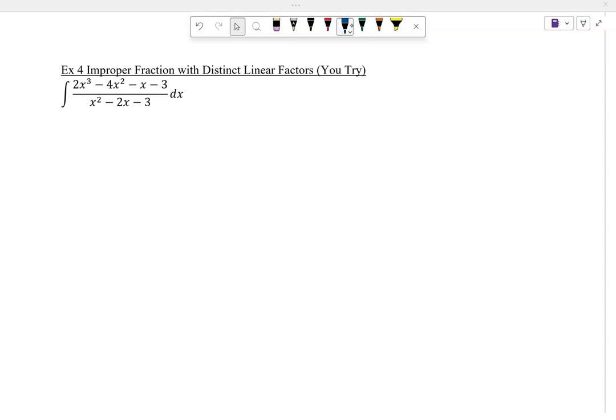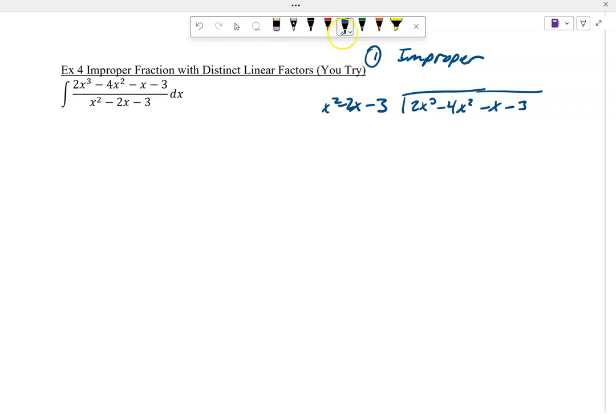So the first thing you want to do with this improper fraction is go ahead and do the division. We've got 2x cubed minus 4x squared minus x minus 3 divided by x squared minus 2x minus 3. And so we're like, all right, what times x squared gives me 2x cubed? That'd be 2x. And let's multiply through. 2x times x squared, 2x cubed. 2x times negative 2x would be negative 4x squared. 2x times negative 3, negative 6x.